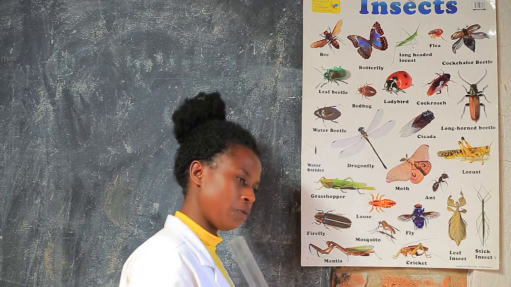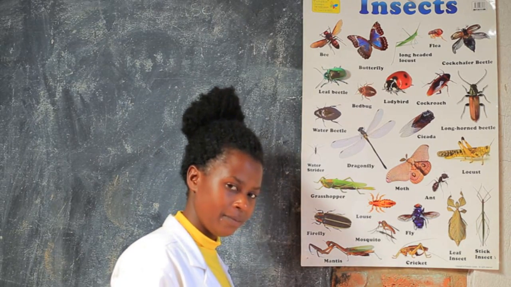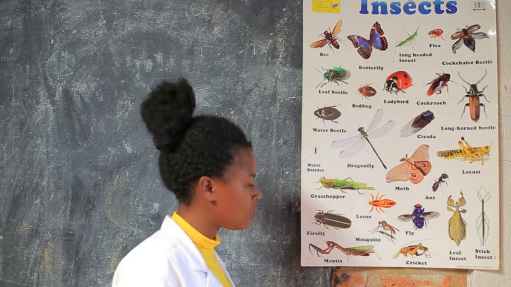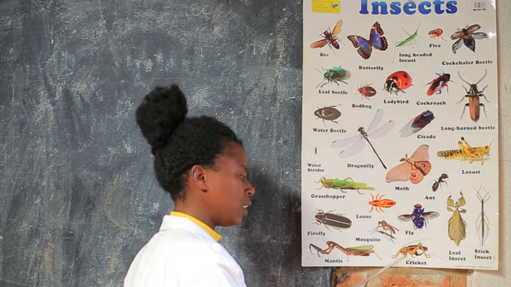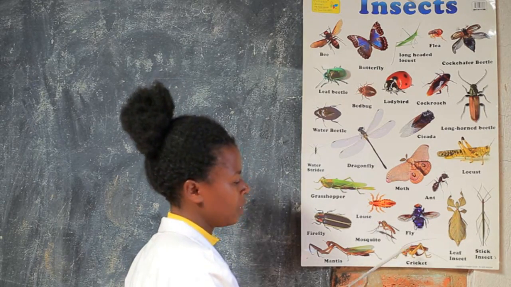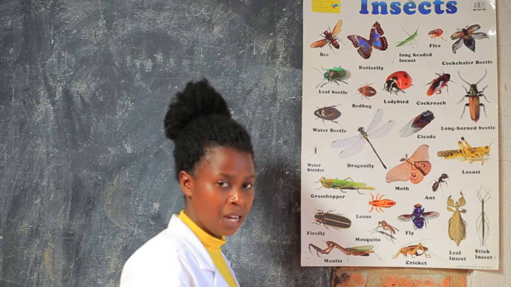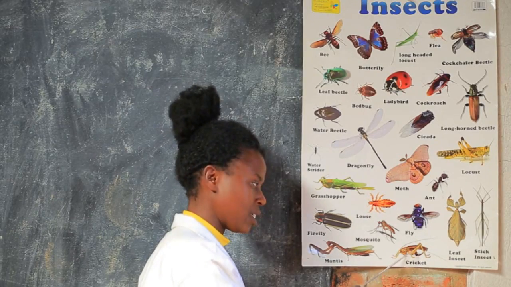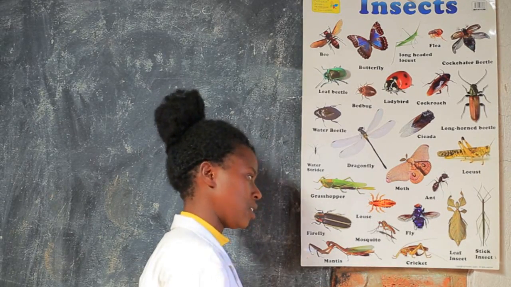We have this one. I don't think you have ever seen most of these insects, but you have to know them, and you have to know that they are around our environment. So this one is called a cricket. Everyone say cricket. Cricket.